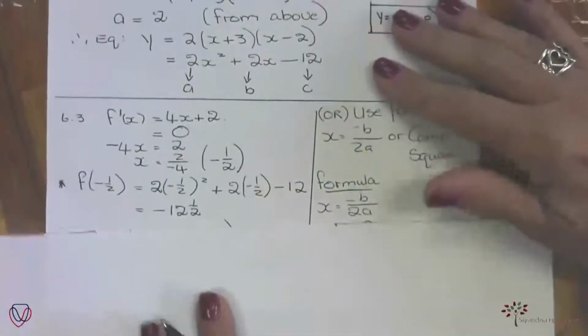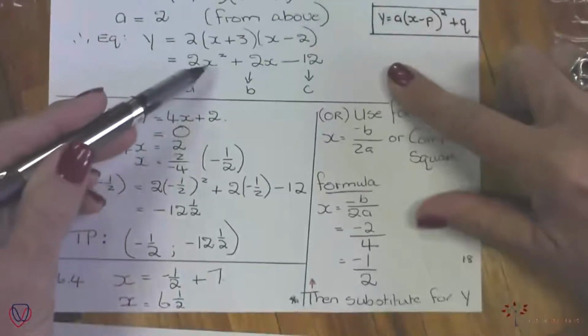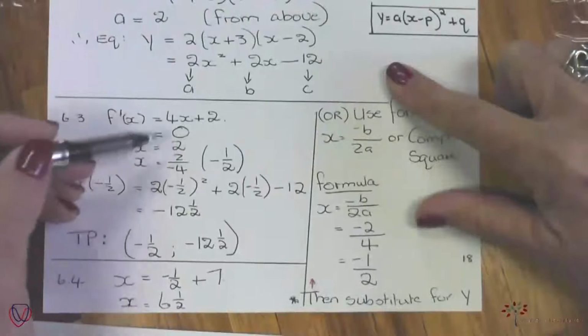There you have the first method with the derivative. The derivative of this is going to be 4x plus 2. Put that equal to 0, solve for x.